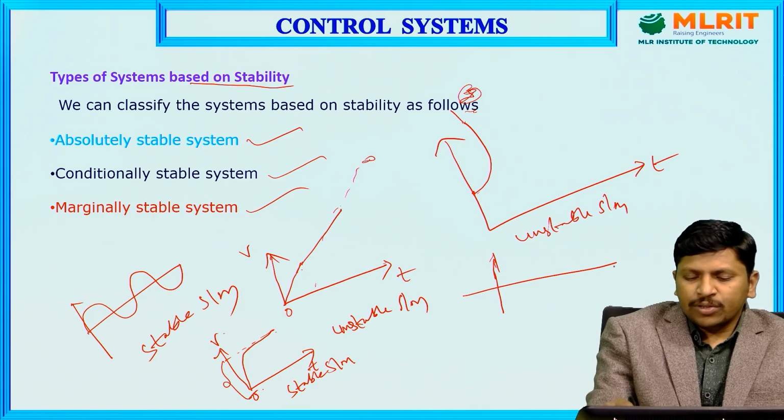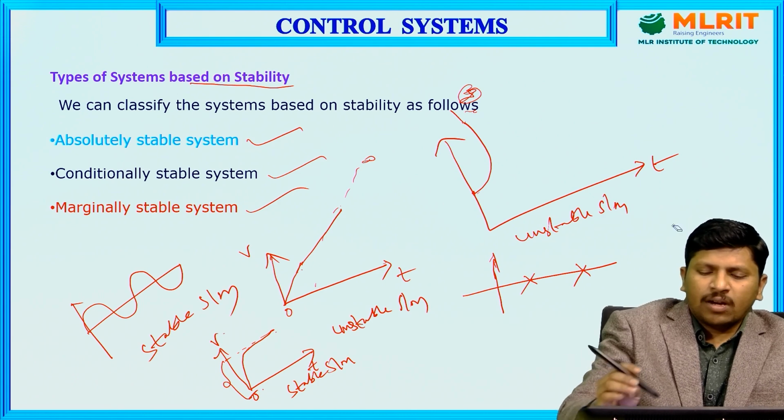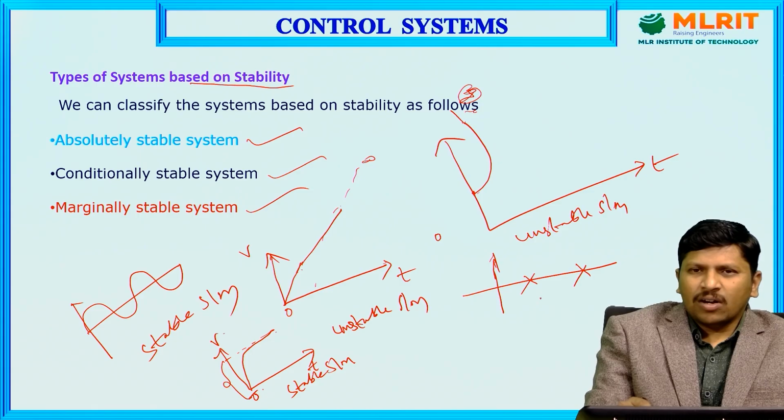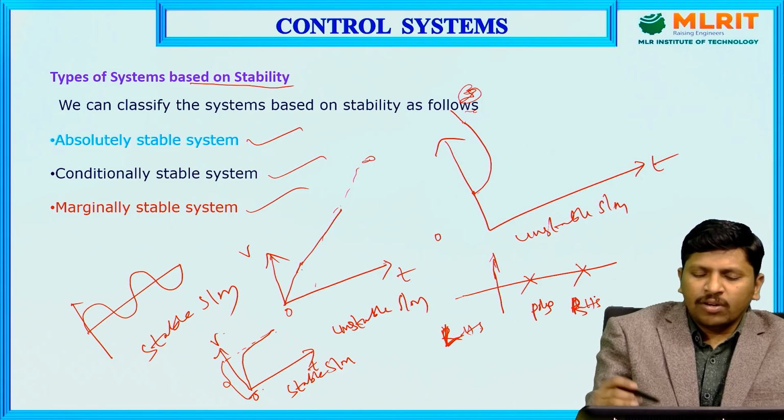For example, I am going to divide the S plane here. One pole is represented with a small cross, and a zero is represented with a small circle. So here is the left half of the S plane and here is the right half of the S plane. This is the imaginary axis and this is the real axis.